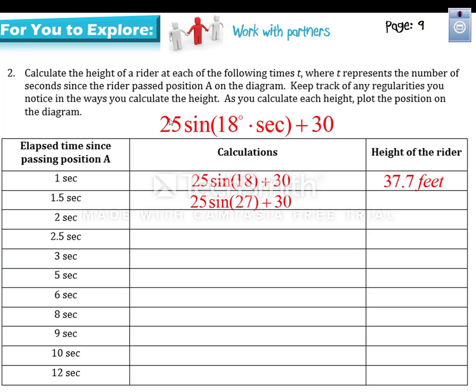Okay, so for each of these, you're going to go 25 times sine 18 times however many seconds. Okay, so here you're just going to literally put 2.5 times 18 degrees. That'll be what you're doing the sine of, times 25 plus 30. And you're going to go through and fill out all these values. Just take a couple minutes. And then don't forget to do your homework and finish the section for 6.2.